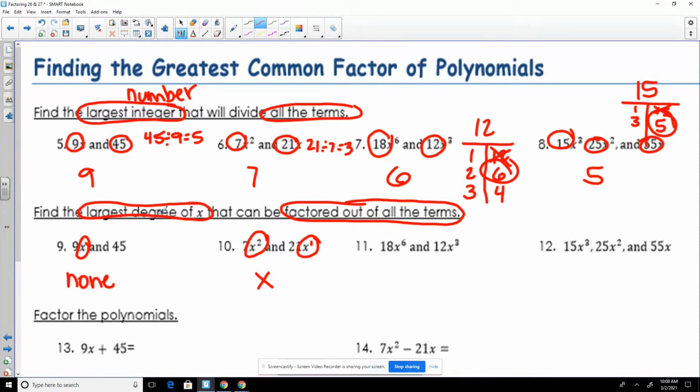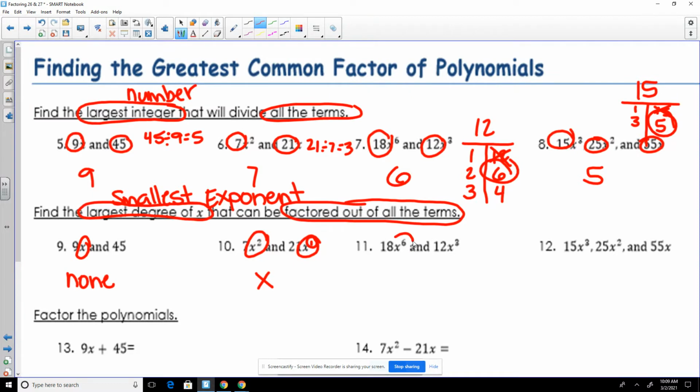Now here it says, what's the largest degree that can be factored out? If I have 2 x's with 7x squared, and I have 1 x with 21x, what's the largest degree that I can divide out of both? I can only take 1. I can only take 1x from 21x, and I can only take 1x from 7x squared. I cannot pull out an x squared because I only have 1 x available in this term. So you're looking at your smallest exponent. The largest degree of x that can be factored out is actually the smallest exponent. So in this case, my smallest exponent is 1.